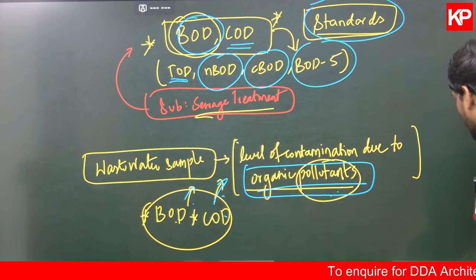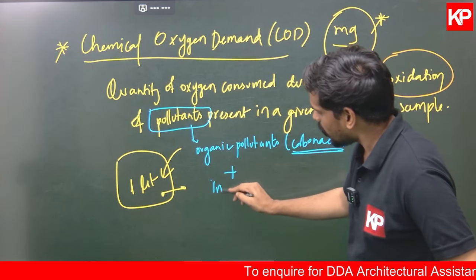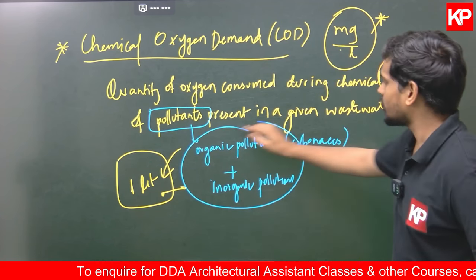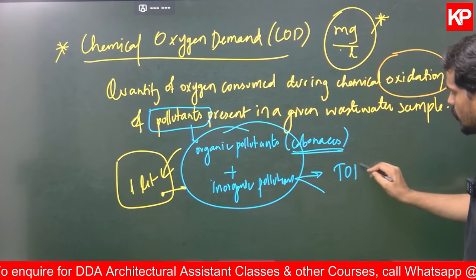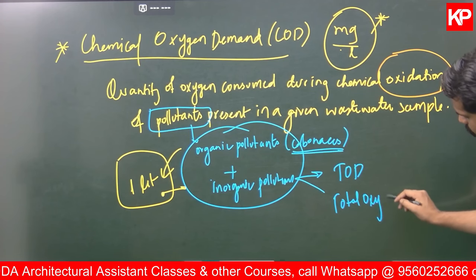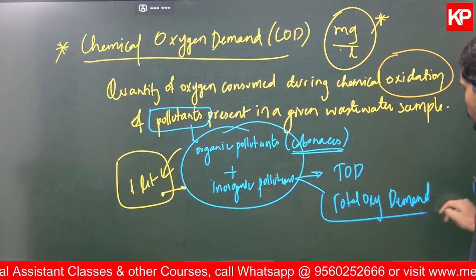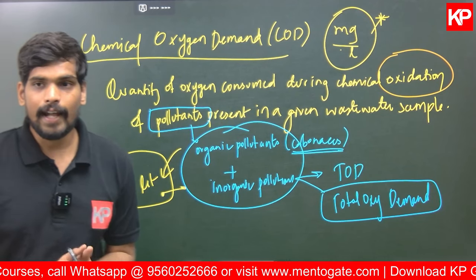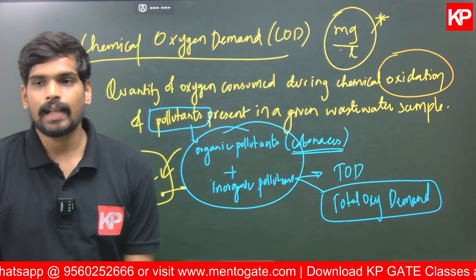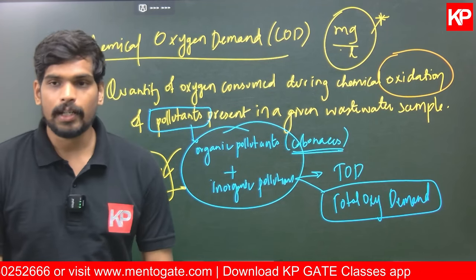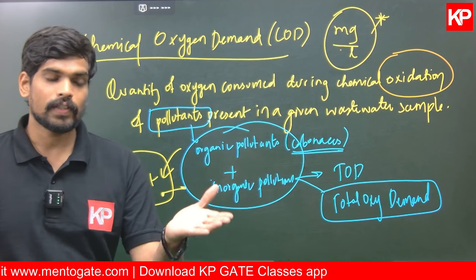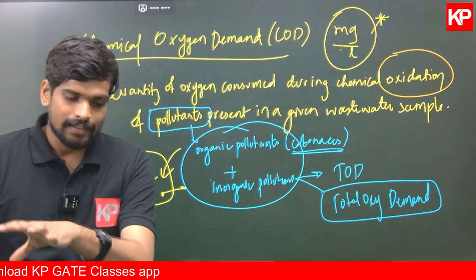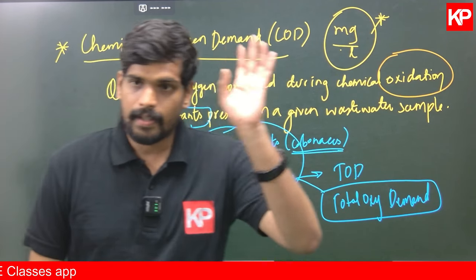Now if you want to measure organic plus inorganic pollutants, that is, the amount of oxygen consumed to decompose or oxidize all the pollutants, that's called total oxygen demand, TOD. Total oxygen demand includes the total quantity of oxygen consumed by the chemical processes to decompose the organic and inorganic pollutants. Examples of organic pollutants are carbonaceous matter, that is sugars and fats. For inorganic pollutants, I already gave you ammonia, which in the presence of bacteria and oxygen oxidizes into nitrites first and then nitrates, and that will further undergo the denitrification process where it is released into the air.